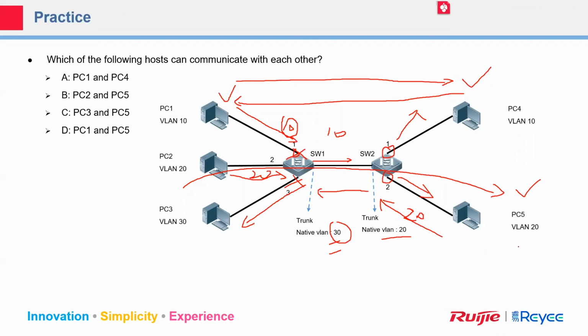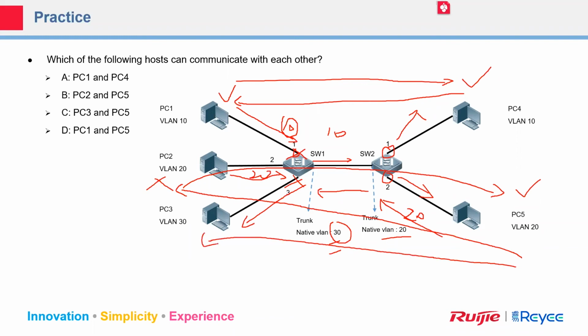Right? So about PC5, if we send to PC2, PC2 cannot receive. But if PC5 sends to PC3, it's correct. So the question is, if PC3 sends the packet to PC5, can PC3 receive or not? The correct answer?